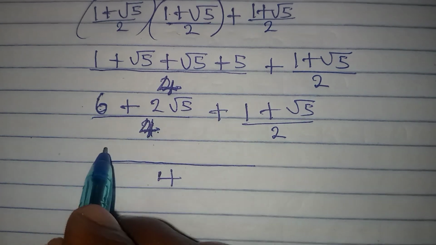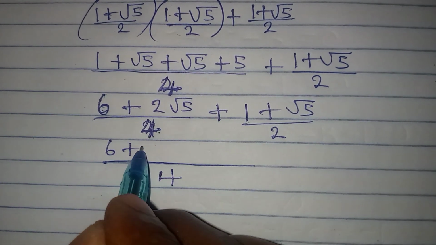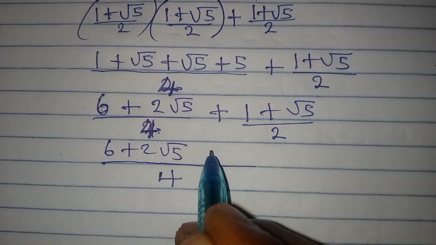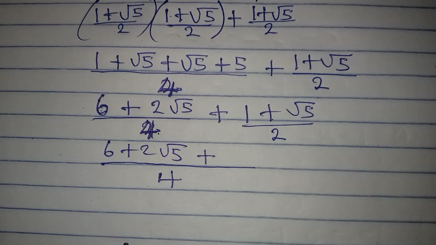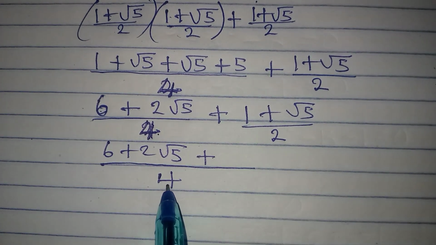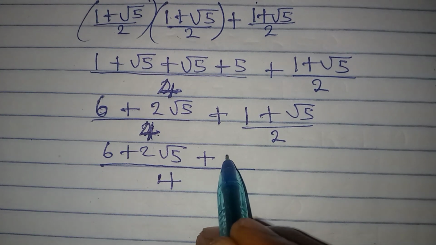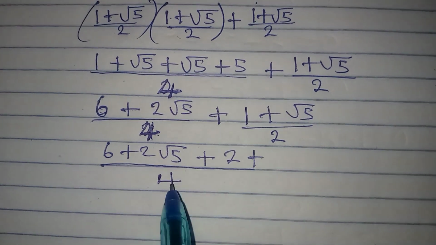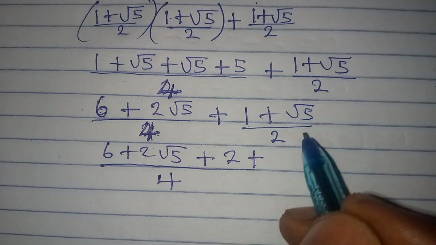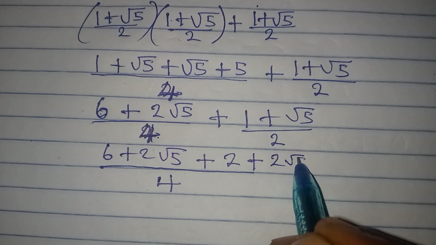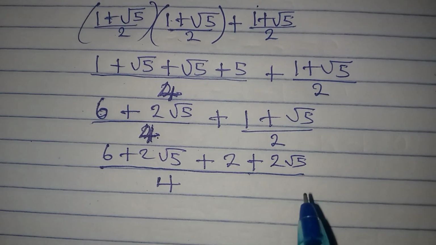Then I go over. 4 divided by 4 is 1. Then multiply by what we have to be 6 plus 2 root 5, right? Then plus, we're going over there now. 4 divided by 2 is 2. Then 2 times 1 is 2. Plus 2 times root 5, we'll have 2 root 5. Okay, so that's from here.